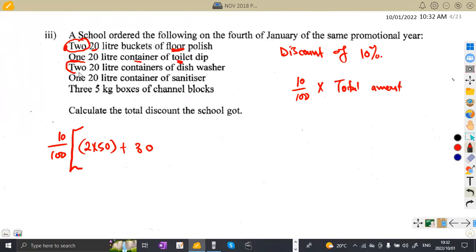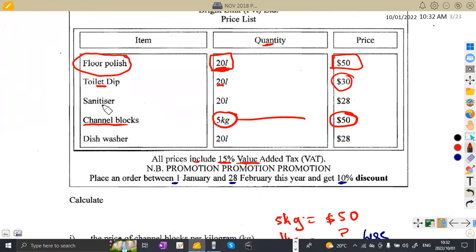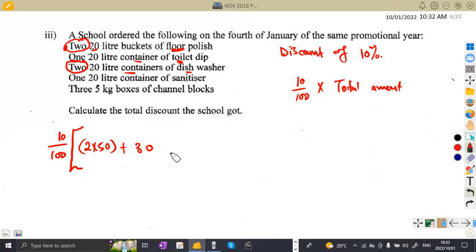Okay, then we've got 2 20-liter containers of dishwasher. So this is a dishwasher that we are having, and it's 2 20 liters. The dishwasher here, a 20-liter, costs $28, but we bought 2 of them. So it's 2 times what? 2 times 28. So it's plus 2 by 28. All right, so that is what we had in this case here. Actually, it is 2 of them here, guys. 2 20-liter containers of dishwasher.